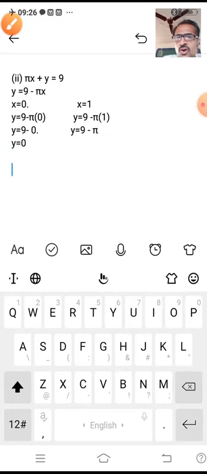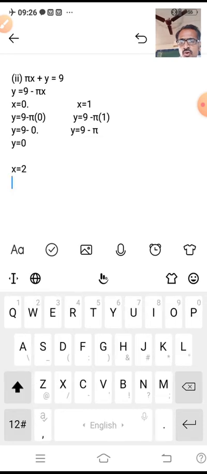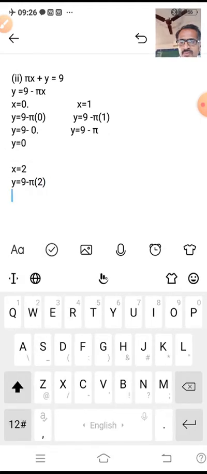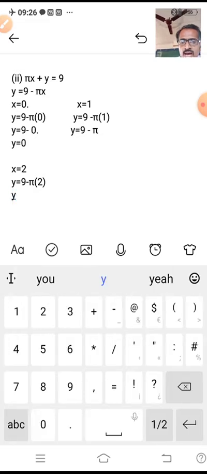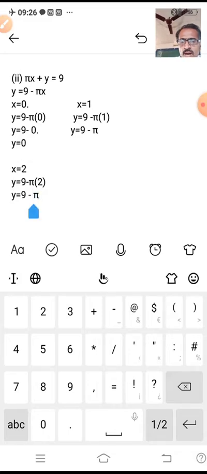Now we will take one more value of x. 0 we have already taken, x equals 1 we have taken. Now let us take x equals 2. So we will have y equals 9 minus, instead of x we write 2. Then y equals 9 minus pi into 2, which will be 2 pi. So I cannot subtract 2 pi from 9.